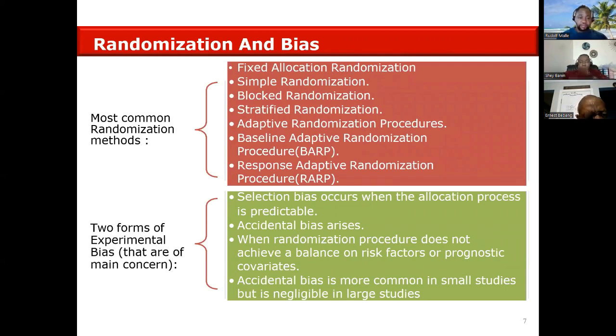So there are two forms of experimental bias that are of main concern. Selection bias, of course, when the allocation process is predictable, you're selecting the subjects. Accidental bias arises, even though you may consider it accidental, when investigators say, oh, I wasn't sure where to put the subject. Then you end up putting them in the treatment, and because you consciously did that, they may come back and say, oh, we didn't know anything.